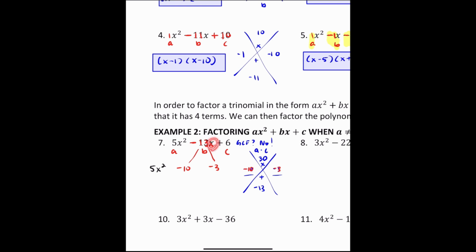But remember, there's an x in negative 13x. Negative 10 minus 3 is not going to give you negative 13x. So what do we have to do? Well, since it's a negative 13x, this term and this term need an x, right? So I'll put x here and an x there. And then our c doesn't change at all, so we're still going to have that plus 6. Okay? So it's 5x squared minus 10x minus 3x plus 6.